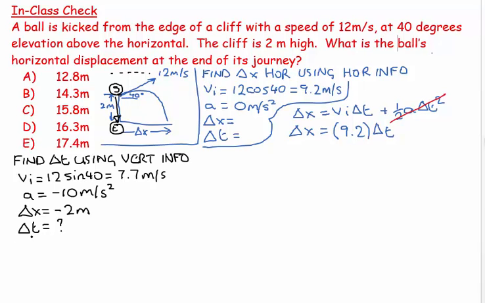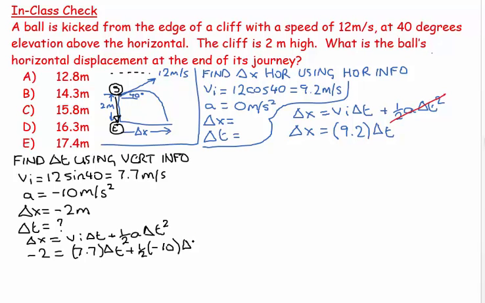So I could say, well, delta x is equal to vi delta t plus 1/2 a delta t squared. It's the same equation as I'm using up here, but it's a completely different context. Minus 2 is equal to 7.7 times delta t plus 1/2 times minus 10 times delta t squared. This is a quadratic, so let's write it in the standard form.